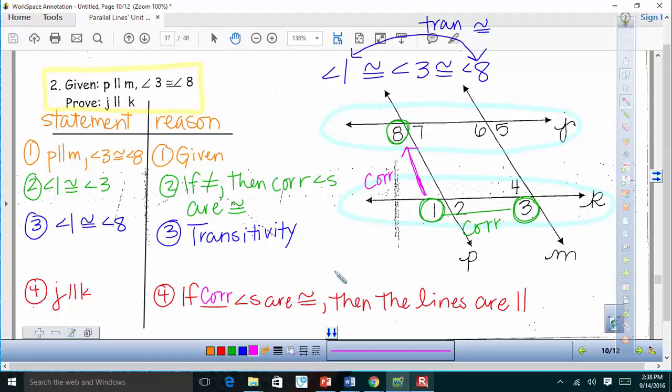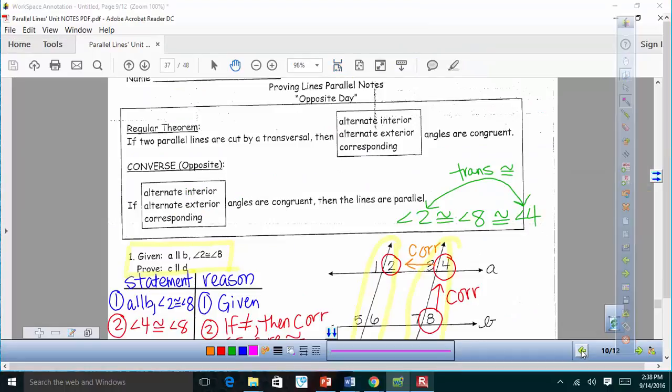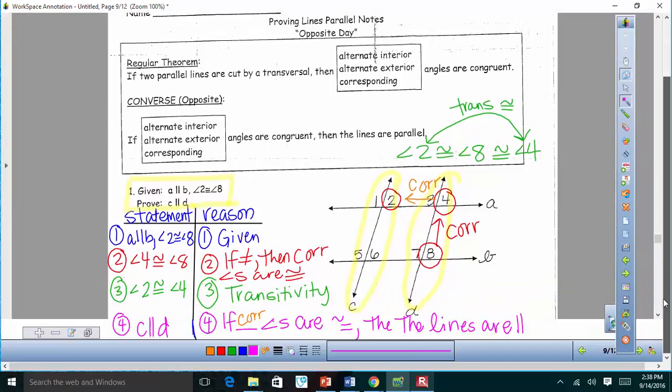The third step? No, the first one. You forgot to write down this third step right here? Okay, go ahead and write it down. Yes, Anais? How do you determine which angle to put first, like angle 1 is congruent to angle 3, or angle 3 is congruent to angle 8, or does it matter?